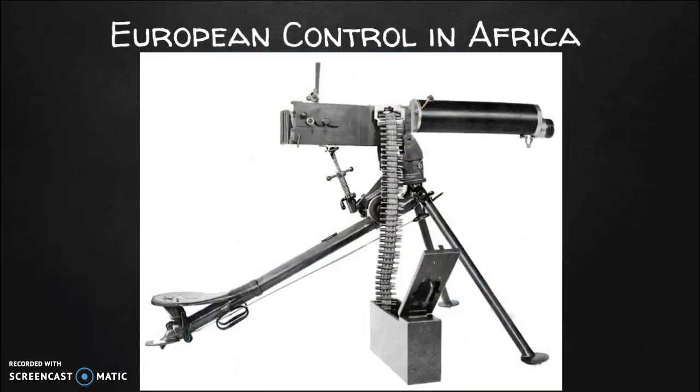This is the Maxim gun, not gum, as in what you chew, but the Maxim gun. It was invented in 1884, and it was the very first automatic machine gun in the world. This weapon made very simple work of defeating the African armies that had held off invasion for so many years.